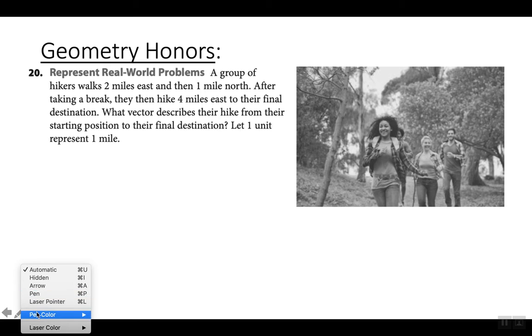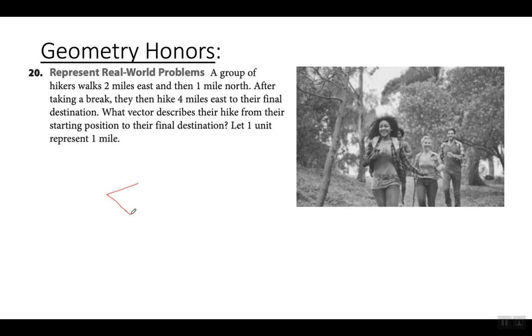This one says that a group of hikers walks 2 miles east and then 1 mile north. After taking a break, they then hike 4 miles east to their final destination. What vector describes their hike from the starting point to the final destination? So we got to write the vector that describes their hike. Remember that the first number in the vector controls the movement right and left, or in the context of this problem, east and west.